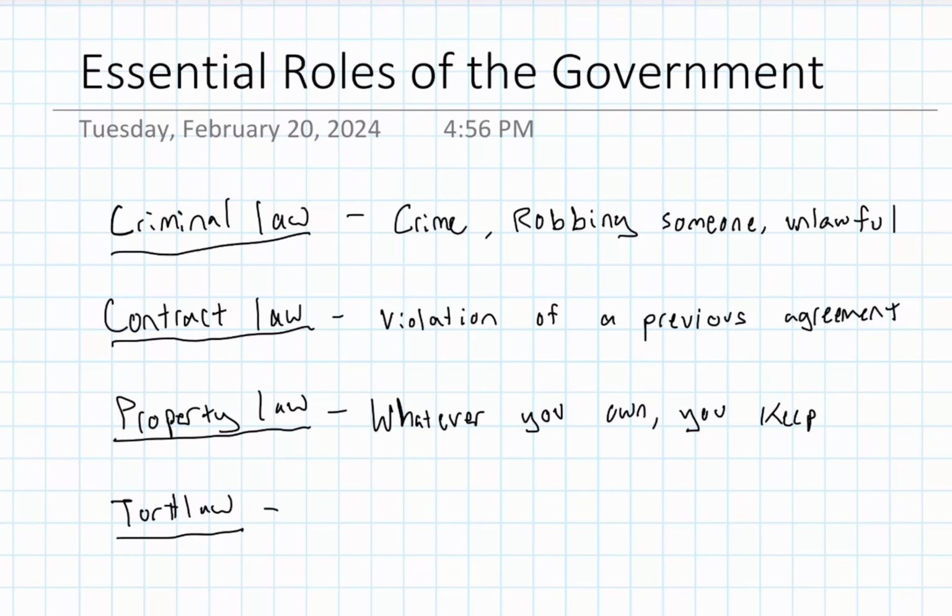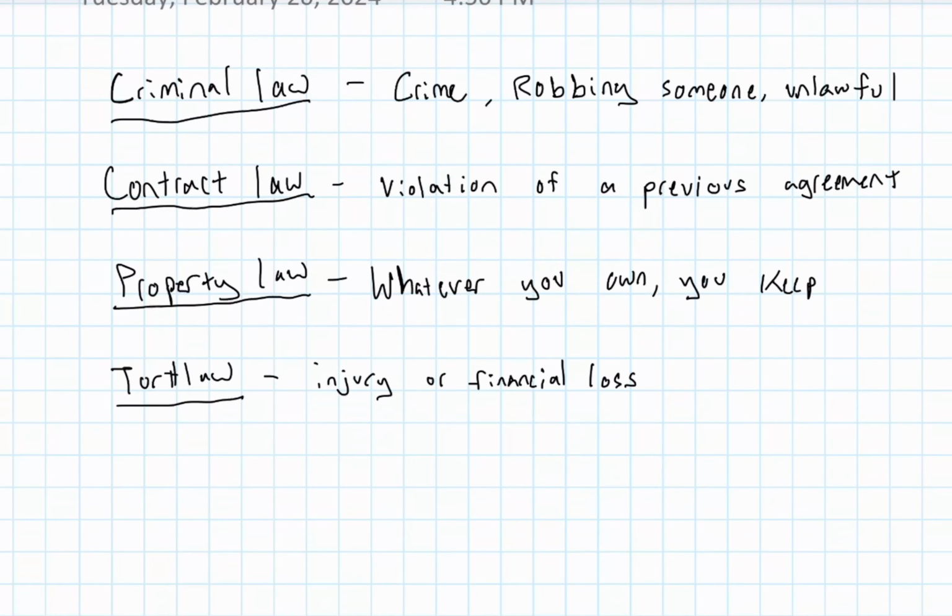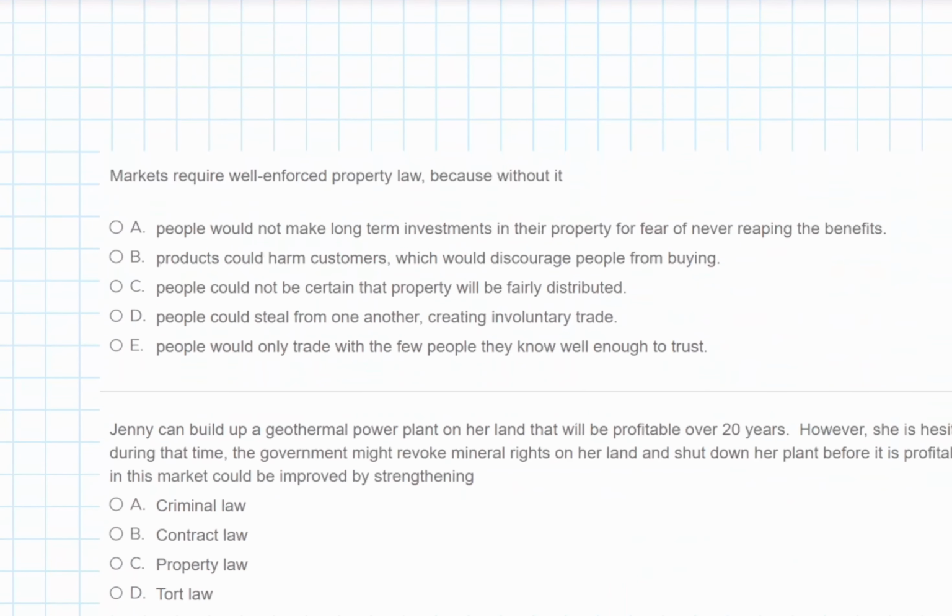Okay. So next we have tort law, and this is really just any kind of injury or financial loss. And that's in the physical sense and in the economic sense as well, but it's more on the physical side. So if there's physical injury, if you see the word injury, you're looking at tort law. Okay, so let's just look at some practice problems for this.